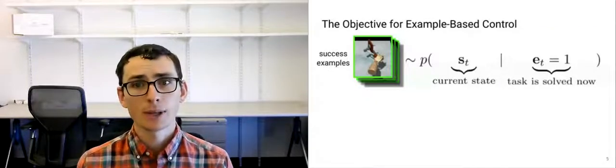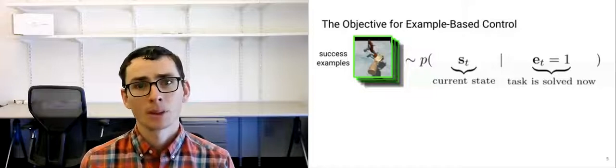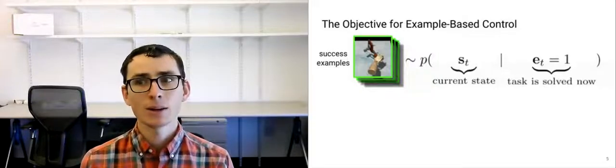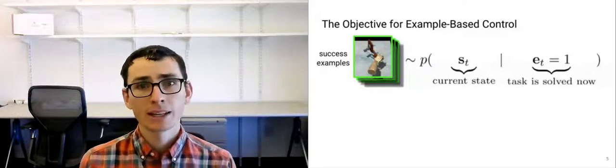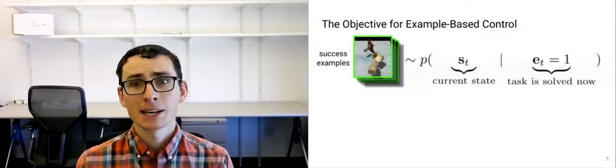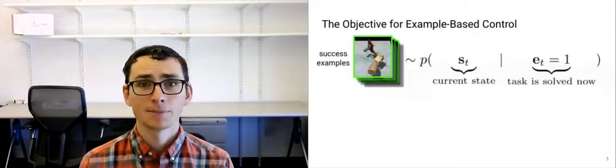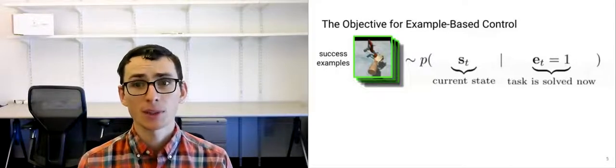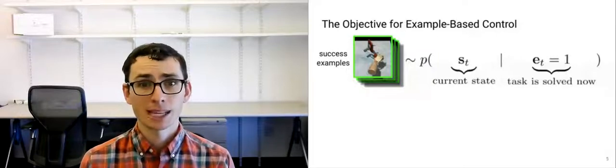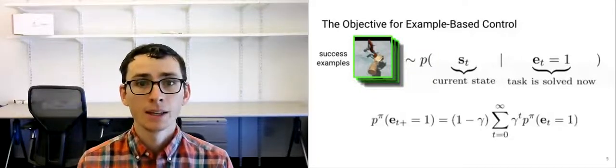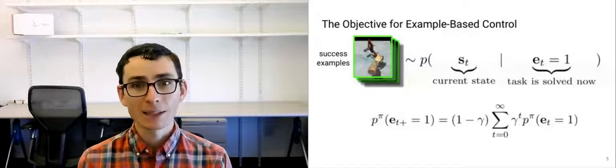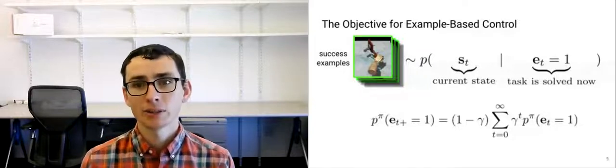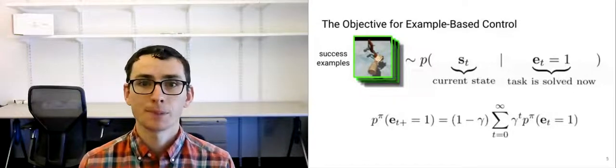To define this problem formally, we have to introduce a bit of notation. We will use this e variable to indicate whether the task is solved or not. So we can write the probability distribution of success examples as p(s | e), given that the task is solved. Importantly, the agent does not know this probability distribution, and it only has a couple samples from it. Now, what we care about is the probability of solving the task at some point in the future. We will use e with the subscript t+ to indicate that the task is solved not now, but at some point in the future.